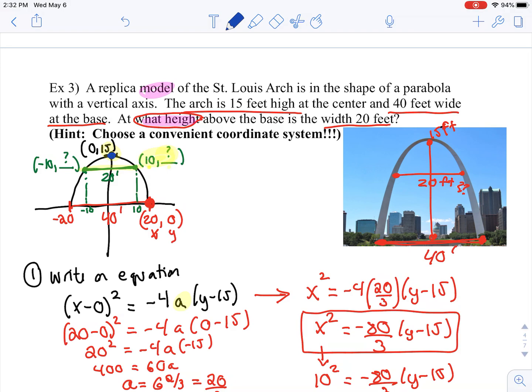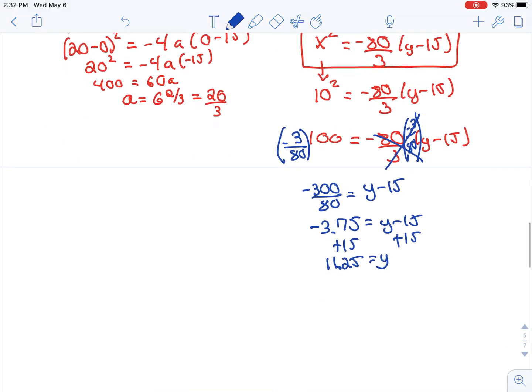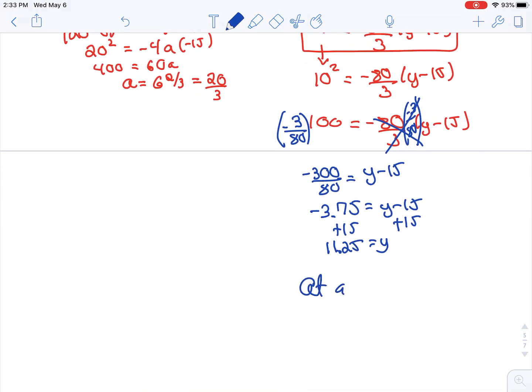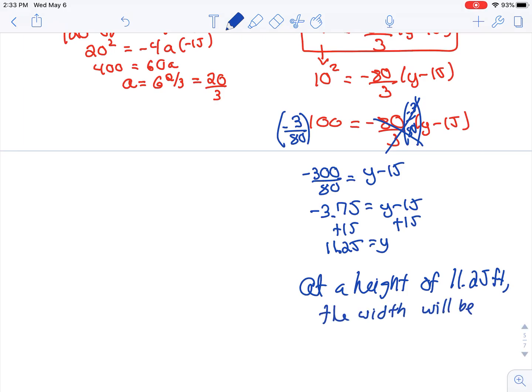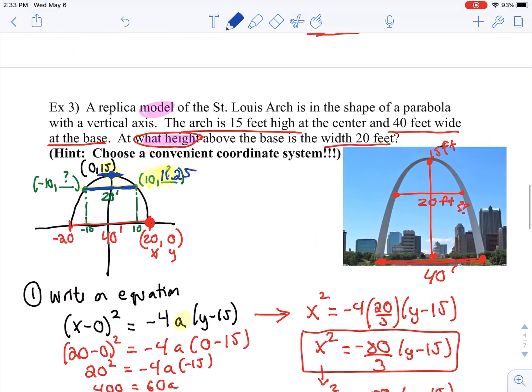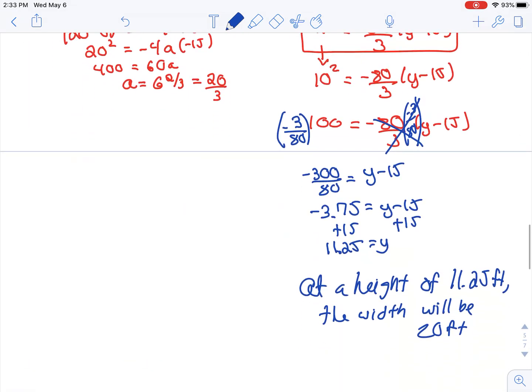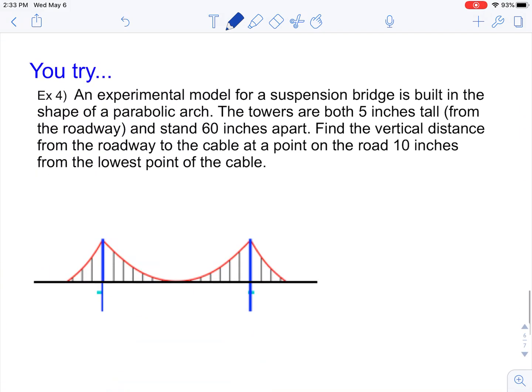Now, if we go back and think about, does this make sense? Since we knew that it was going to have to fall within that parabola, we knew that the height we're looking for had to be less than this 15. So that height of 11.25 does seem to fit with where it might fall on this graph. Okay, final answer. At a height of 11.25 feet, the width will be 20 feet. This was all in feet.